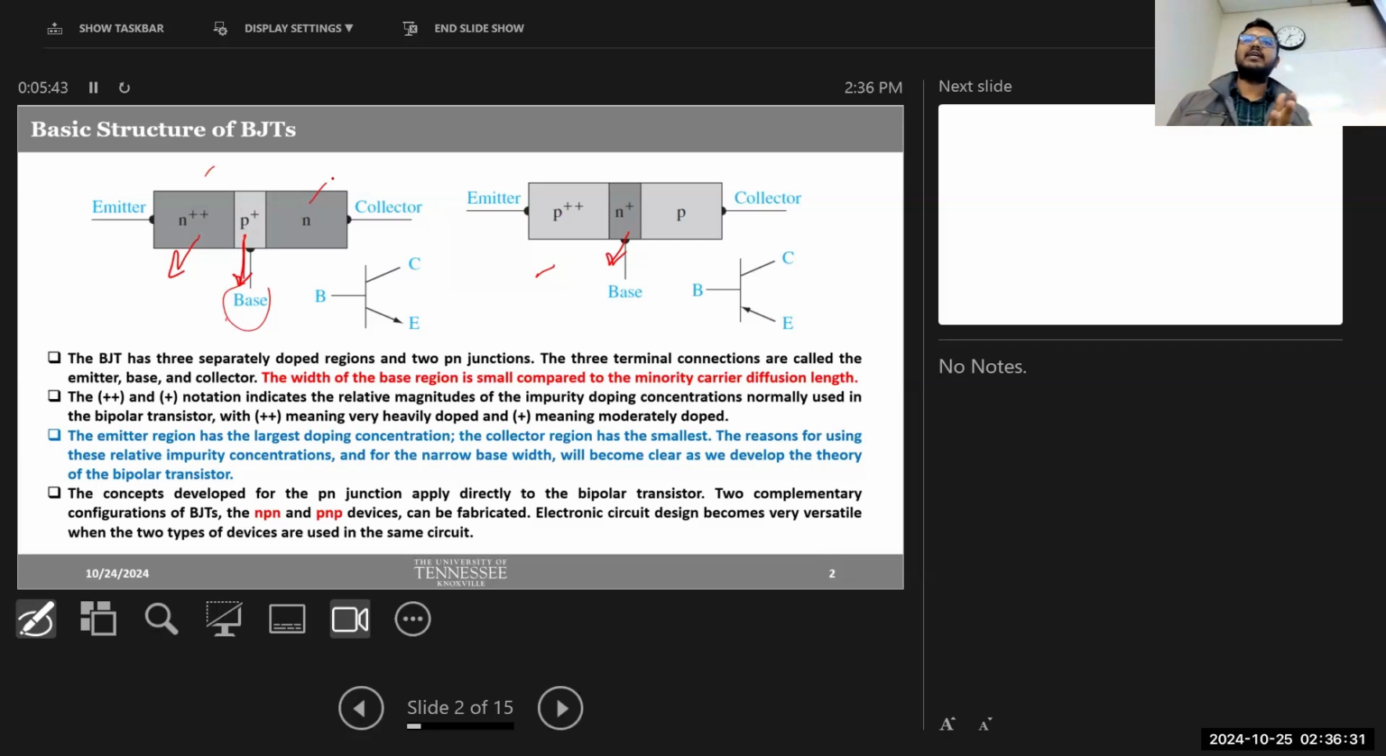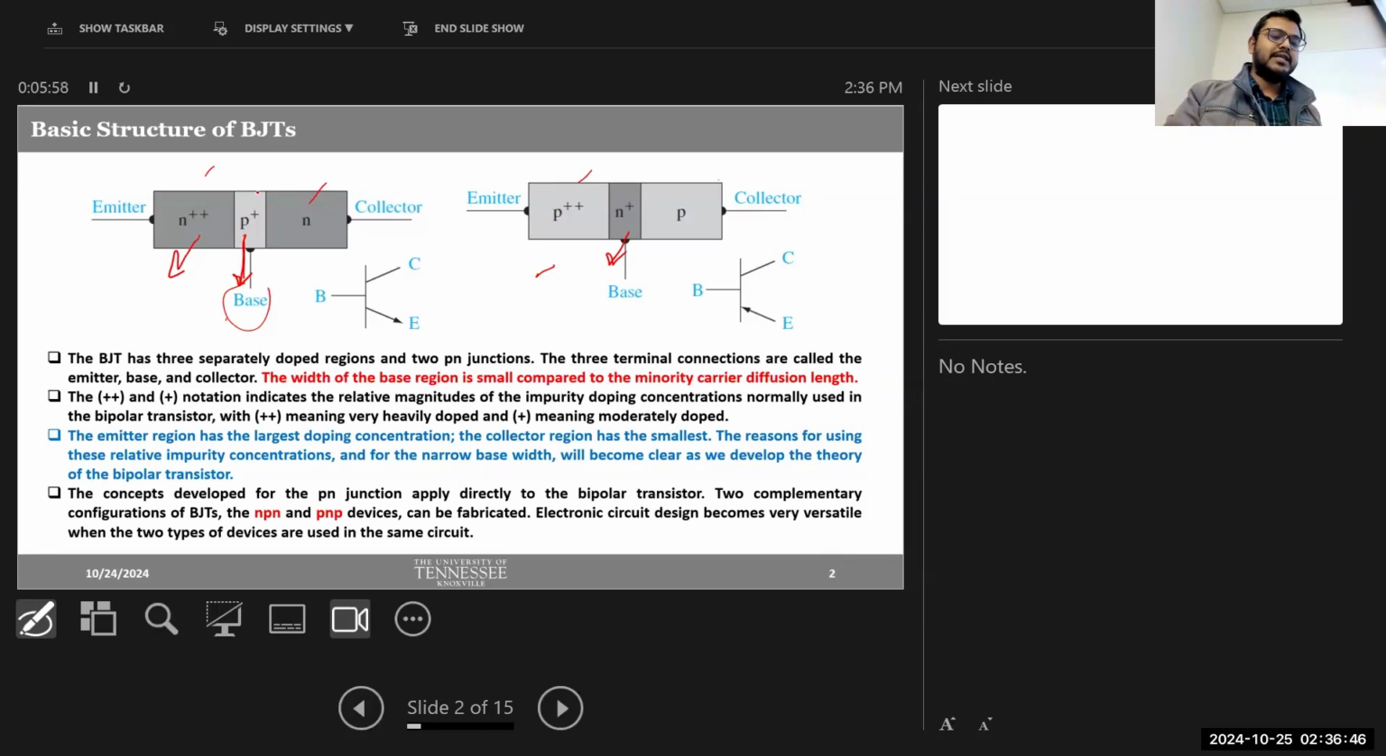Like for NPN, we have N-type material. For PNP, we have the same type, P-type material. But the question is, which one will be the emitter, which one will be the collector? For that, we will have to look at the doping concentration of each region here.